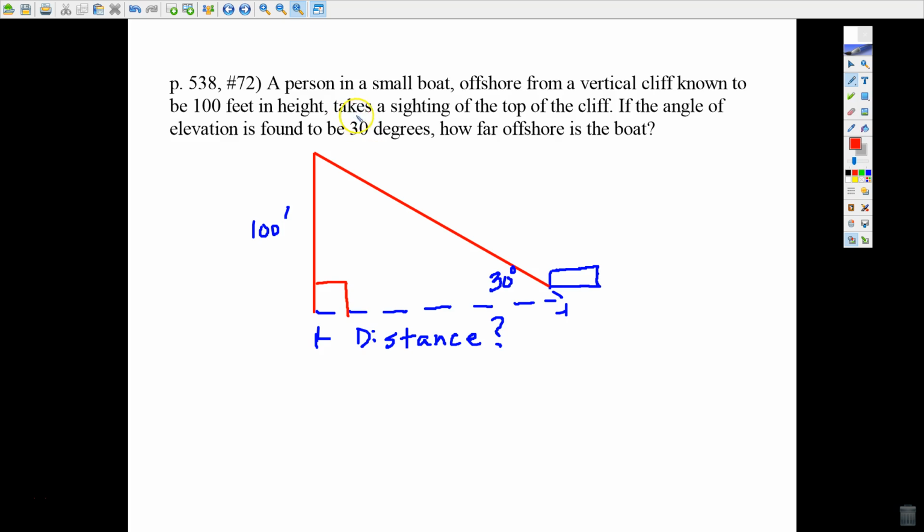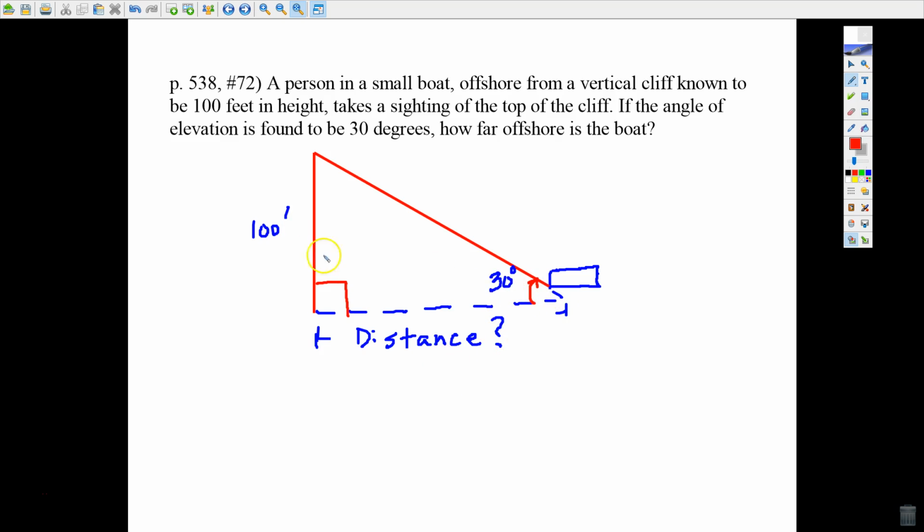So we're taking this line of sight from the top of the cliff. Okay, so you could think of it as, here's the person in the boat looking at the top of the cliff. And the angle of elevation, that just means if he's on the ground looking up, angle of elevation, that would be 30 degrees. So what we want to know is how far away is the boat from the shore, or in other words, we need to find this bottom leg of this right triangle.